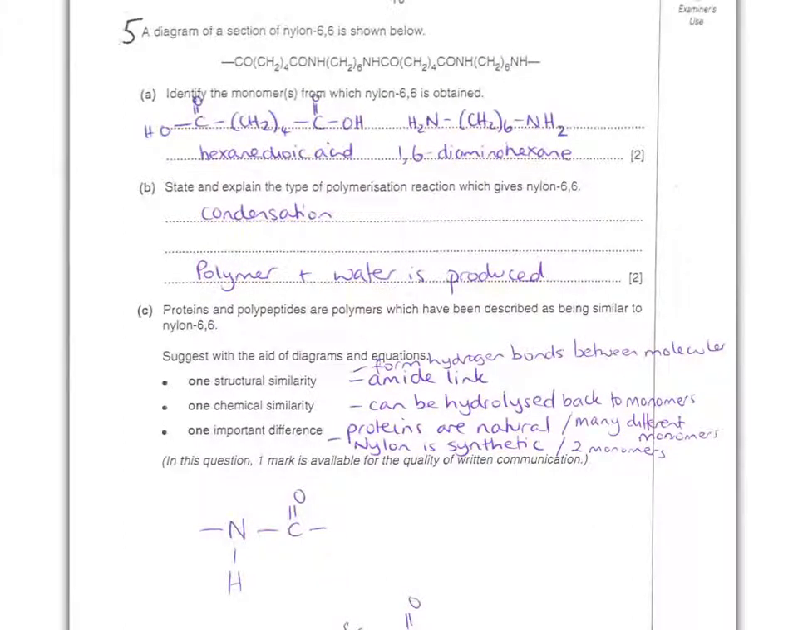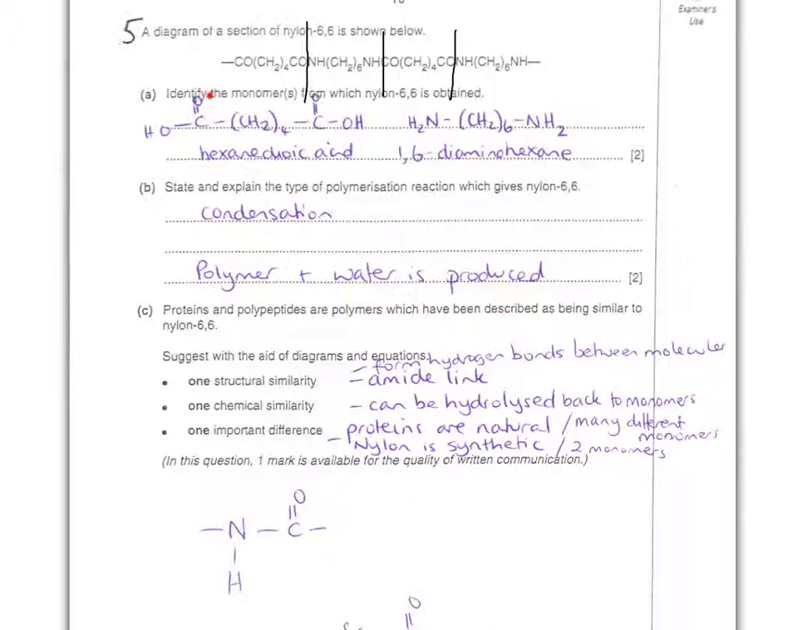Okay, so another question about nylon, or a type of nylon, and this time we're not given the displayed formula of the polymer, so it's a little bit more difficult to see the links, but hopefully you can recognise CONH2 as an amide link between monomers. And so if we break those links between the carbons and the nitrogens, we should be able to see where our monomers are.